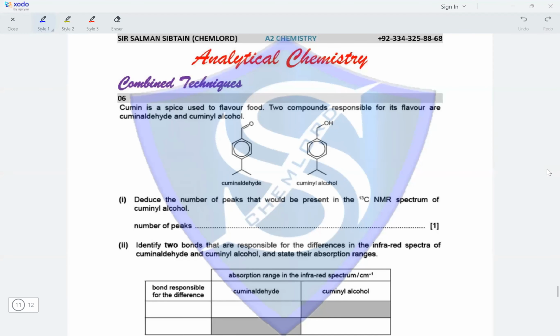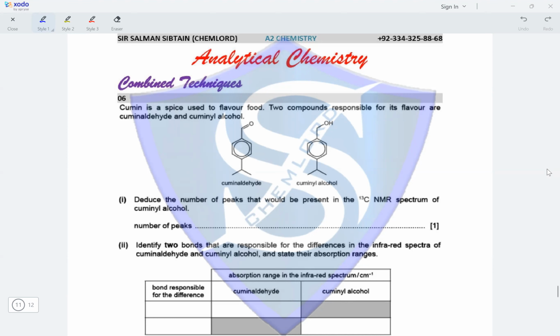Question 6. Cumin is a spice used to flavor food. Two compounds responsible for its flavor are cuminaldehyde and cuminyl alcohol. Structures are given. Deduce the number of peaks that would be present in the C-13 NMR spectrum of cuminyl alcohol.